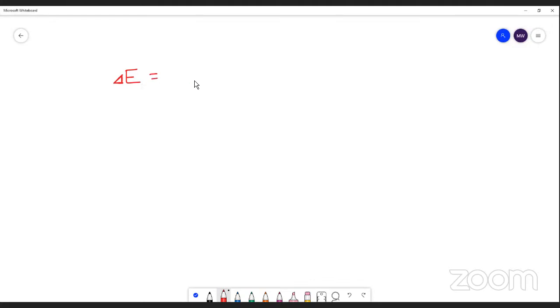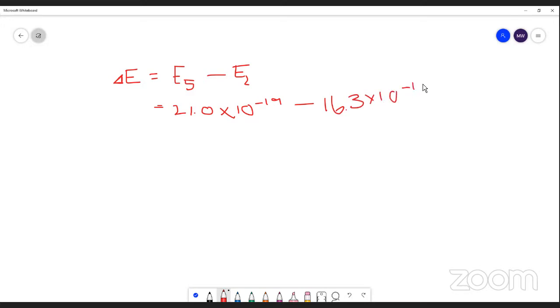Okay, thank you. So your change in energy: you're going from energy level 5 to energy level 2. Energy level 5 had an energy of 21.0 times 10 to the minus 19, minus 16.3 times 10 to the minus 19 joules. If you plug that into your calculator, you get a value of 4.7 times 10 to the minus 19 joules.